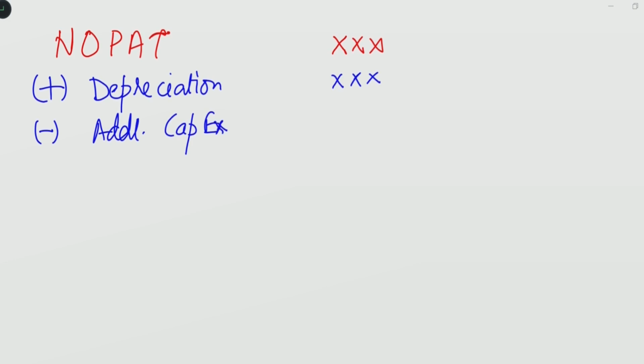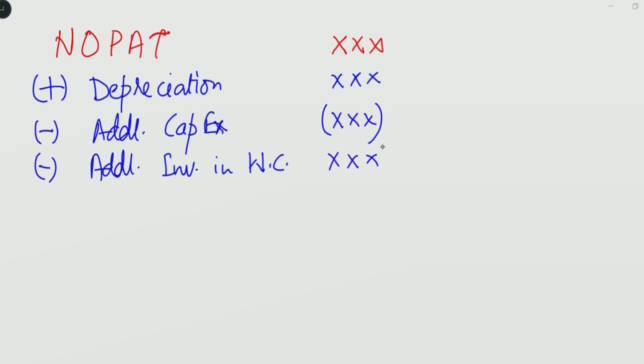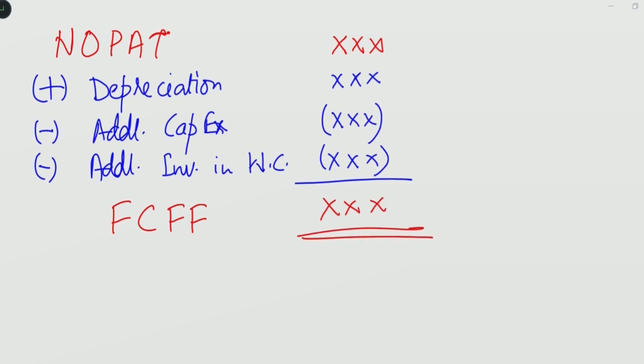You know what is capex? Capital expenditure means additional investment in fixed assets. You subtract that because that much amount of your cash flow will get reduced, and also subtract additional investment in working capital, and what you get is FCFF. This is how you arrive at FCFF from the amount of net operating profit after tax.